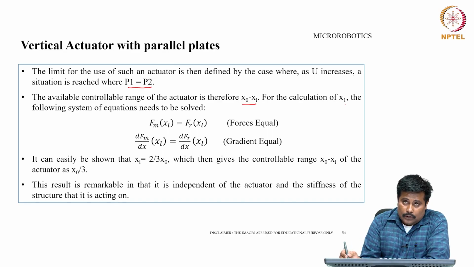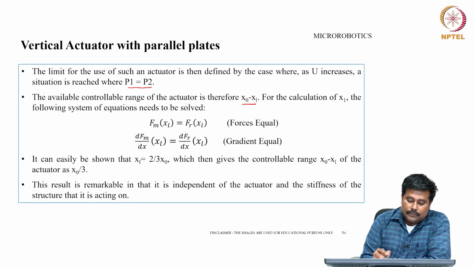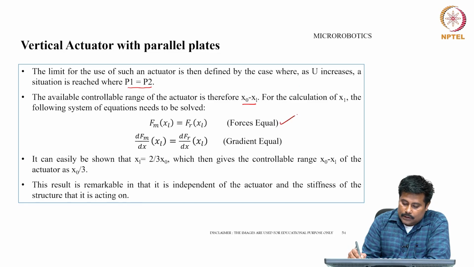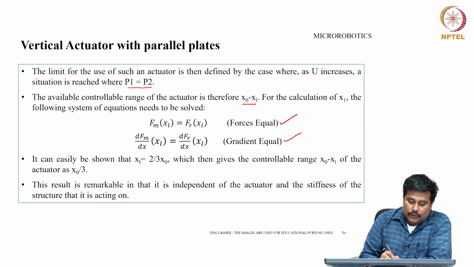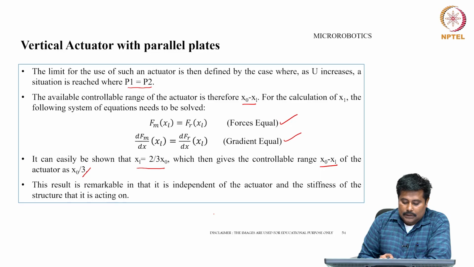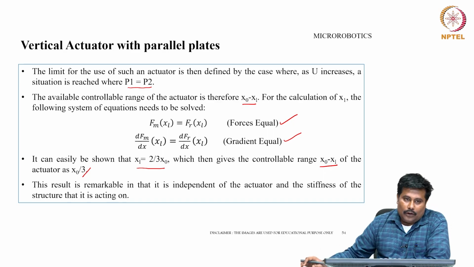So, for the calculation of X1, the following system needs to be solved, where we are considering one is a force which comes equal and the other one is a gradient which exists equal. It can be easily shown that X1 equals 2/3 X0, which then gives a controllable range of X0 minus X1 of the actuator as X0/3. This result is remarkable and it is independent of the actuator and the stiffness of the structure that is acting on it.